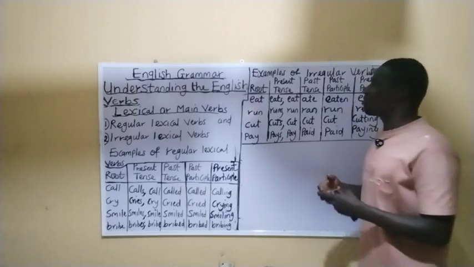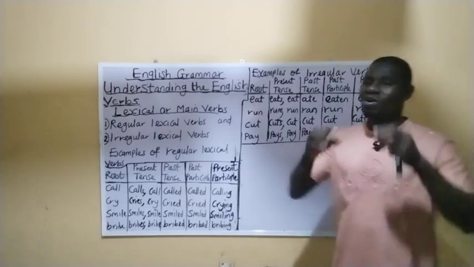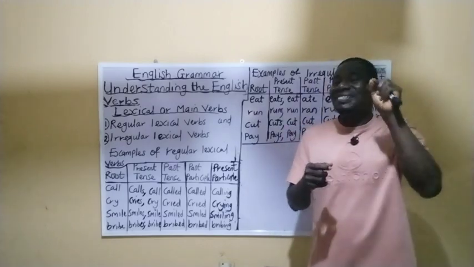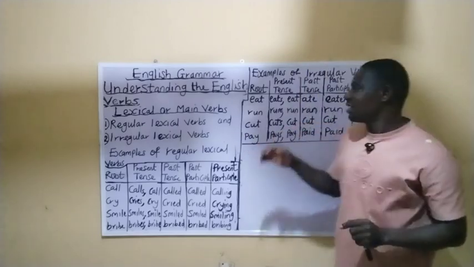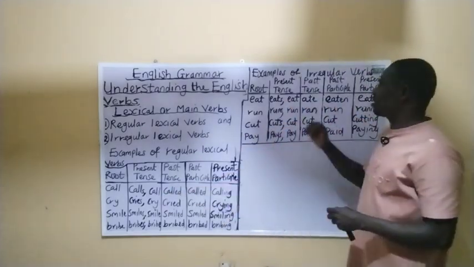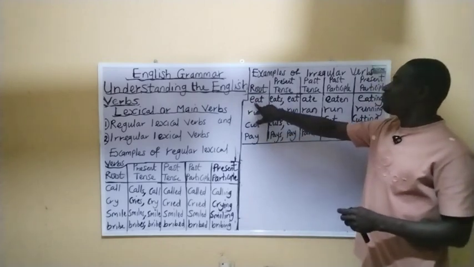For the irregular verbs, these are verbs that are actually what? Those that do not form their past tense and past participle by adding d or ed. Let's see. The irregular verbs also have 5 forms like the regular verbs. Okay, fine. Let's see. The root verb here, we have what? The verb eat.